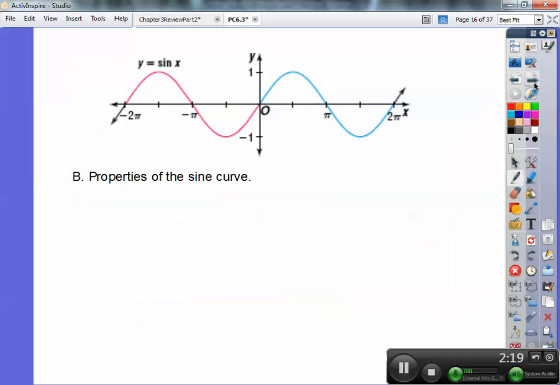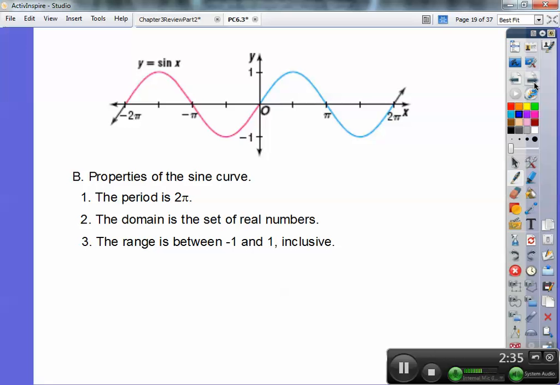So, properties of a sine curve. See, now there's a sine curve from 0 to 2 pi, so it keeps going to negative 2 pi, and this is my gimmick on how I teach kids to memorize this. Sine curve, the period is 2 pi. Okay, the domain is the set of real numbers. The range always goes up to 1 and down to negative 1. It never goes past that for y equals the sine of x.